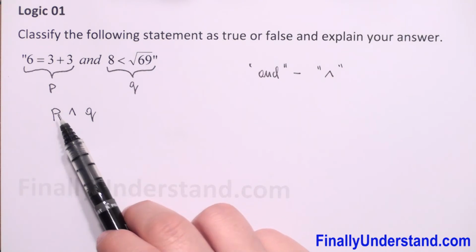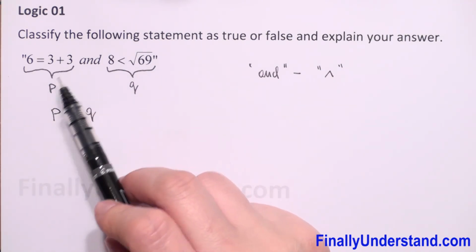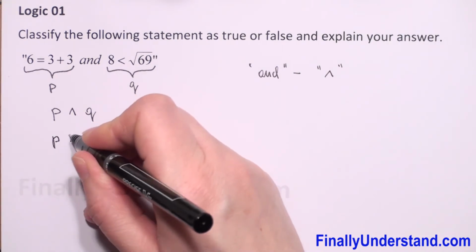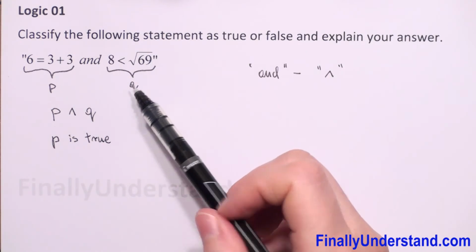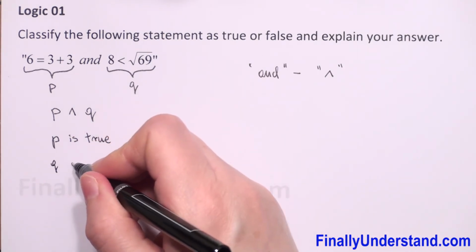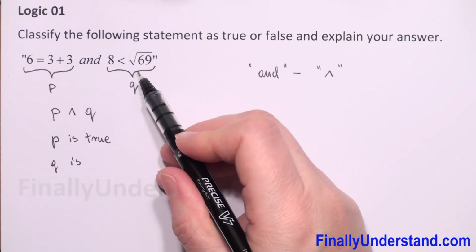So P represents 6 equals 3 plus 3. So P is true, of course. And we have Q, which is 8 is less than the square root of 69.